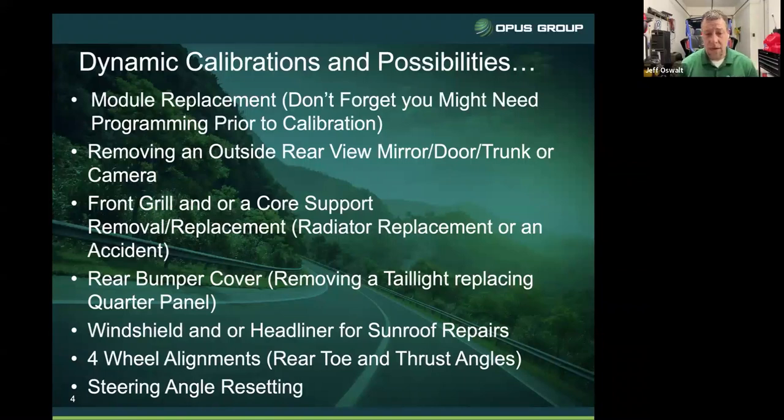Rear bumper covers. Maybe you guys are taking them off because you have to replace the taillight, right? An LED's out in the taillight or something. Again, Audi's a very good example of it. Rear bumper comes off. When it goes back on, service information says, hey, if these sensors are removed, installed, or replaced, you have to recalibrate those blind spot sensors.